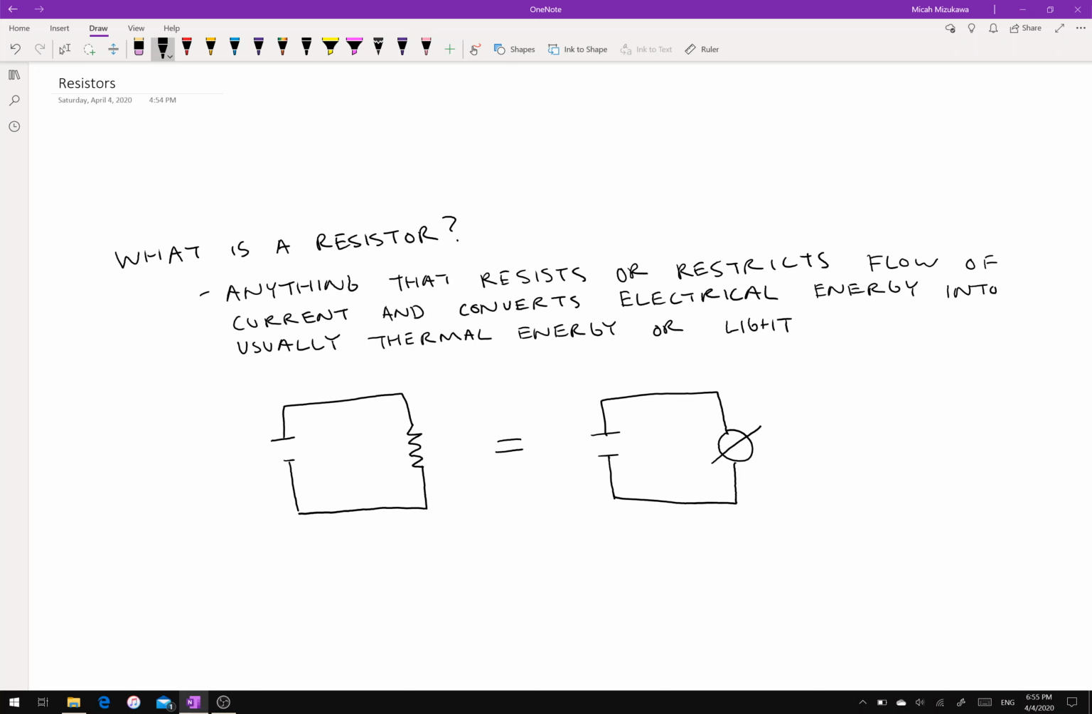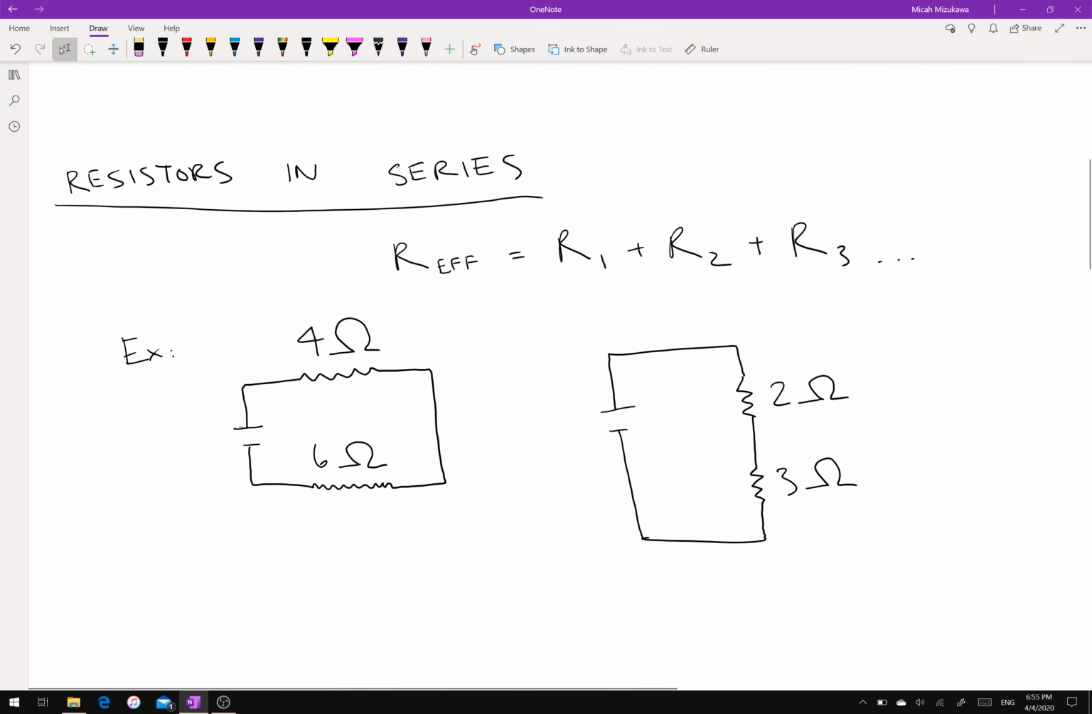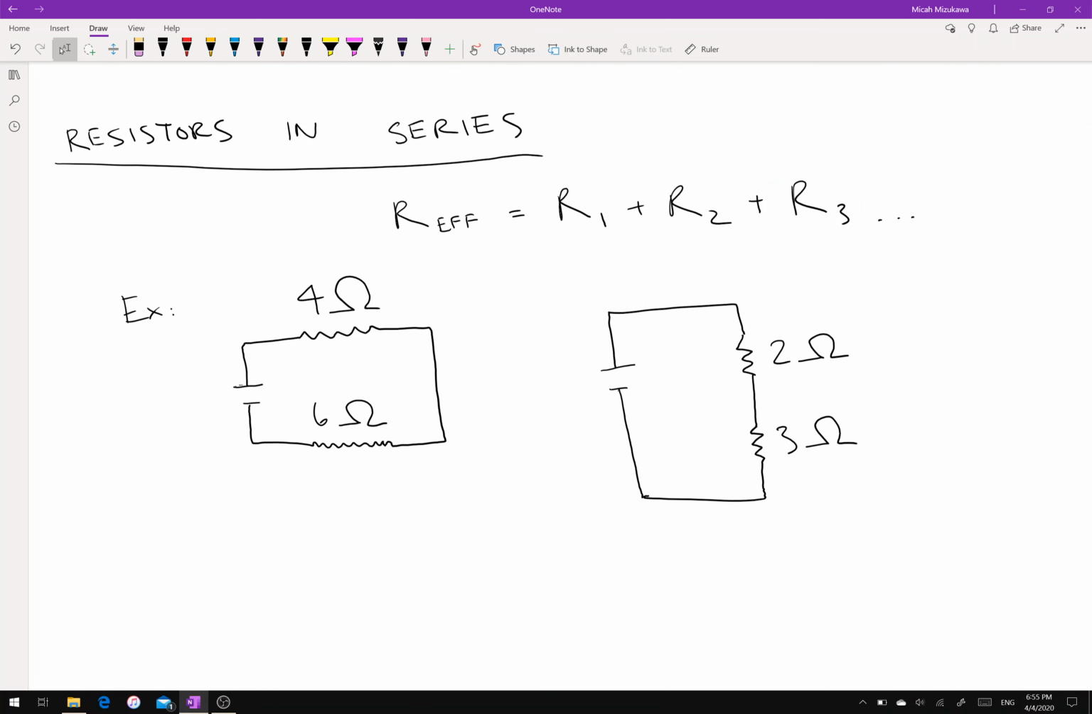So now we're going to talk about the different combinations that you can put resistors in. One way you can put resistors in is in series. I have two examples for you in these two already drawn out circuits.